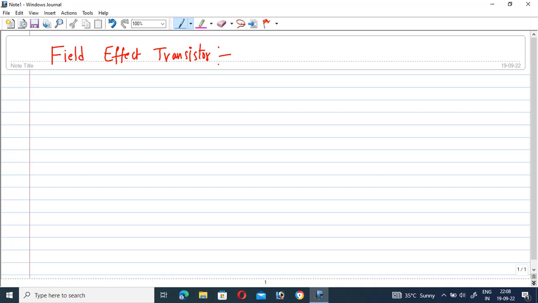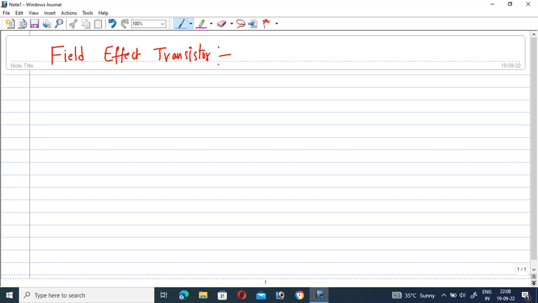In this video, we are going to study the field effect transistor. In our previous video, we saw a very brief introduction to the PN junction diode, how the PN junction diode operates, as well as how a transistor works, with the help of some basic diagrams. So in this video, we will see what is meant by a field effect transistor.